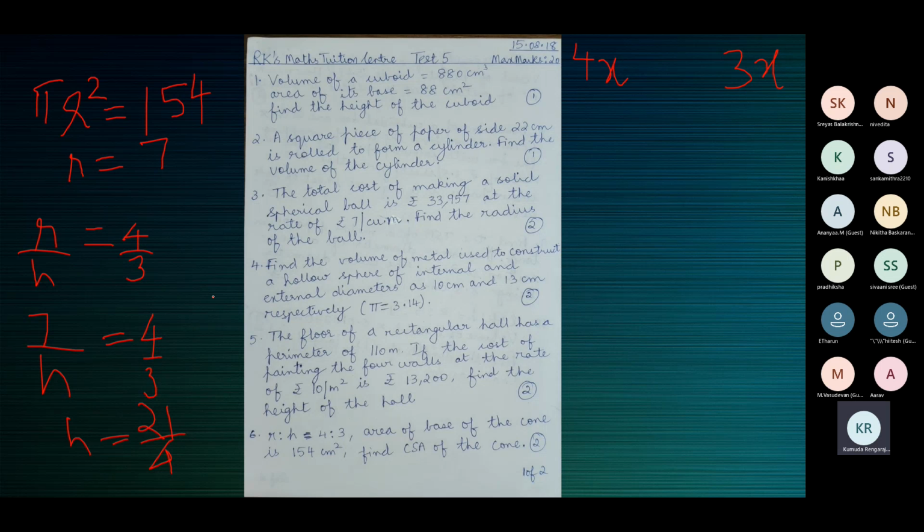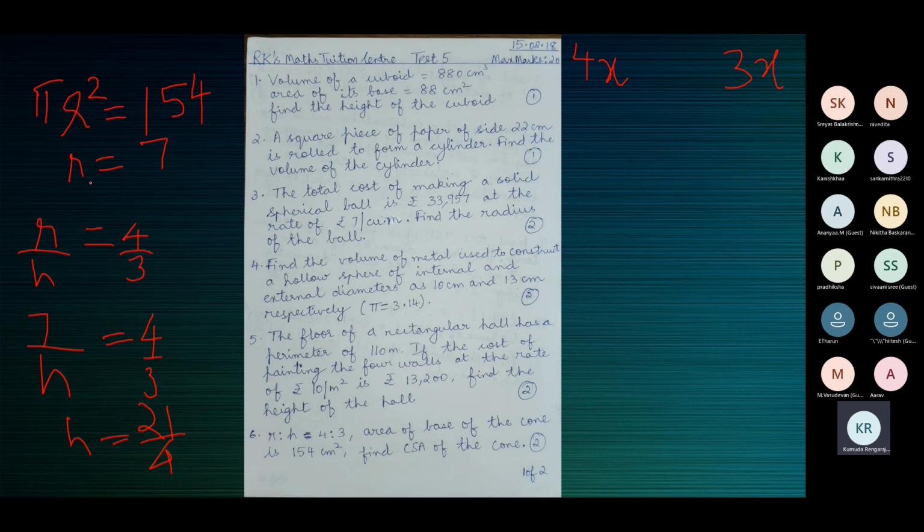So first we have to find R and L. If not R and L, at least R and H. Then we can use the relationship to find L. Okay, so this is one way of doing.